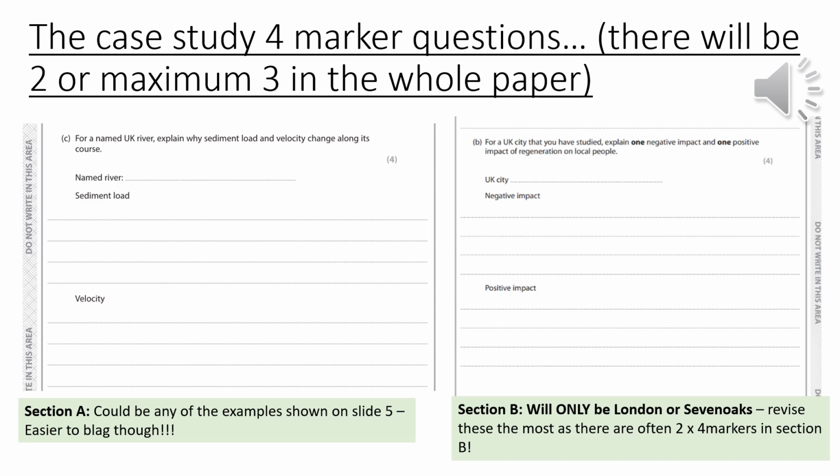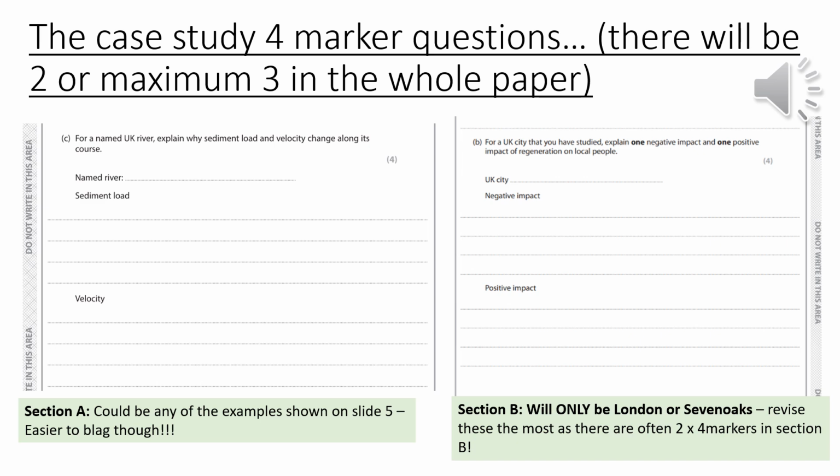So on this question, I've put, it could be any of the examples shown on slide 5, but these are much easier to blag. Like if it's a coast one, I could talk about Bognor if I need to. I could talk about Feltham, okay? Upland area, I could probably talk about a mountain that I visited some point in my life, the Scottish Highlands, whatever.